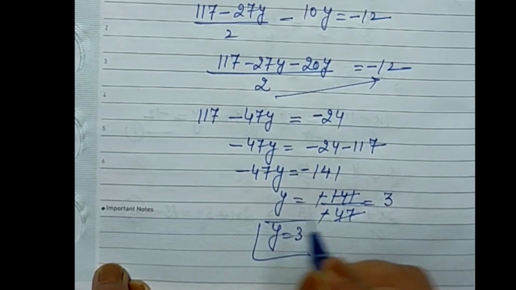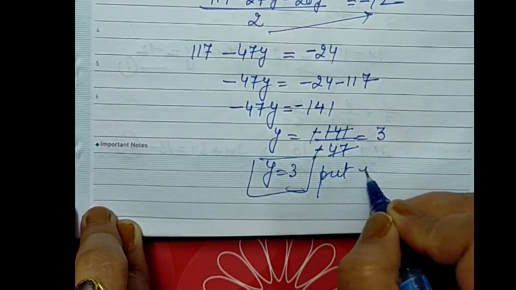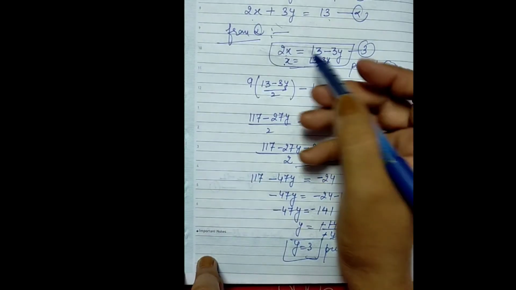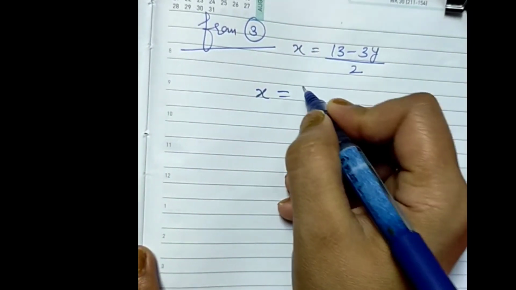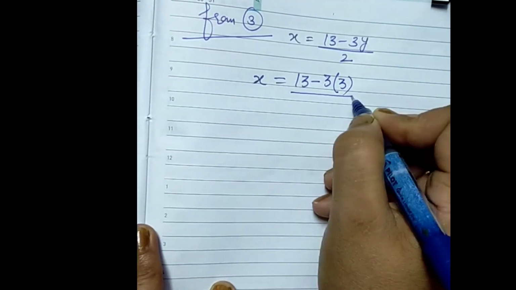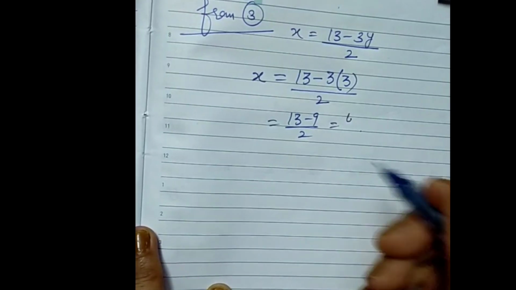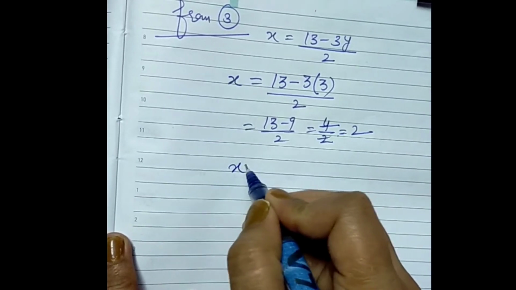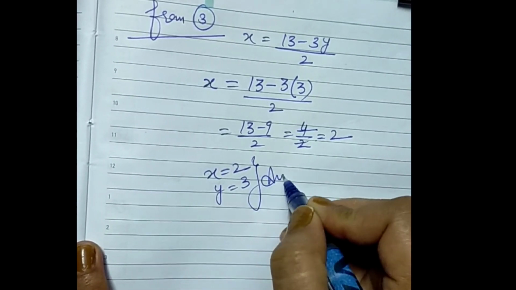So now we are going to put this value in 3 to get the value for x. X is equal to 13 minus 3 into y, we got y as 3, over 2. So 13 minus 9 over 2 will give us 4 over 2. So x we got as 2 and y we got as 3. So these are the required answers.